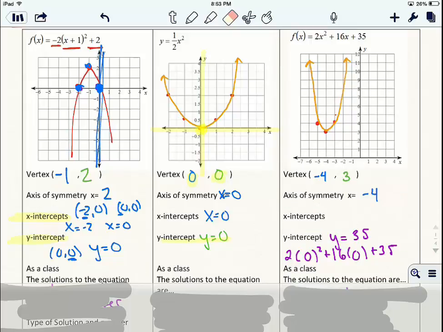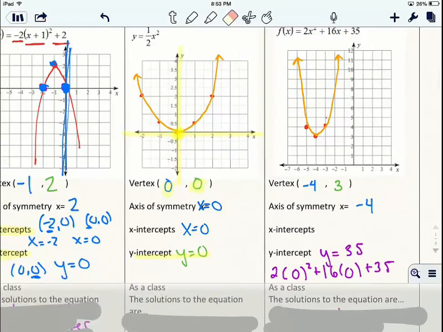This very last one should look like this. Okay, vertex, negative 4, 3. Axis of symmetry at negative 4. It folds in half at negative 4. But the x-intercepts, notice, it never crosses the x-axis. There aren't any. Okay, so you just leave it blank. And then finally, the y-intercept, it looks like there aren't any. But this graph really goes on forever. And if it went up really high, it would eventually cross the y-axis at 35.